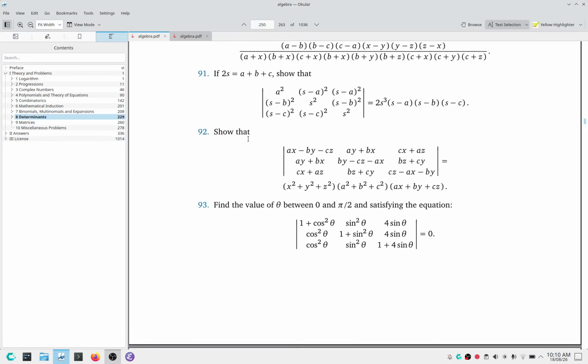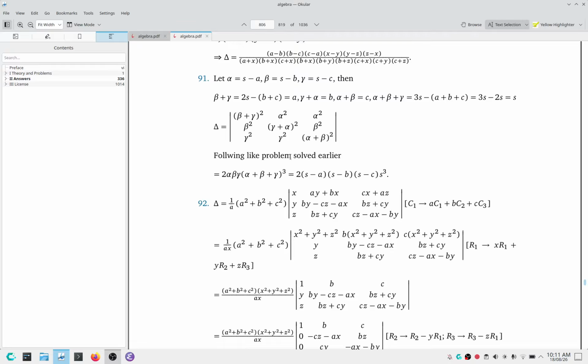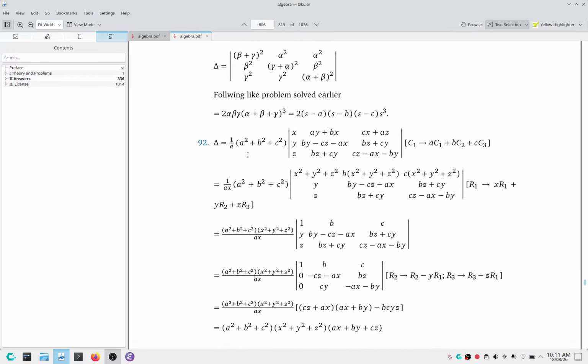Question 92 says, show that the determinant x minus by minus cz, ay plus bx, cx plus az, ay plus bx, by minus cz minus x, bz plus cy, cx plus az, bz plus cy, cz minus x minus by is equal to x square plus y square plus z square times a square plus b square plus c square times ax plus by plus cz. So in this question, what we do is we say C1 is equal to aC1 plus bC2 plus cC3.